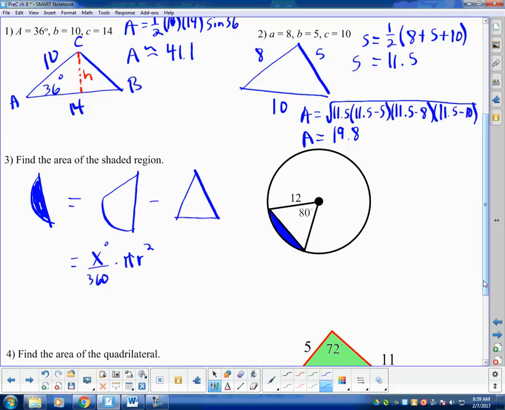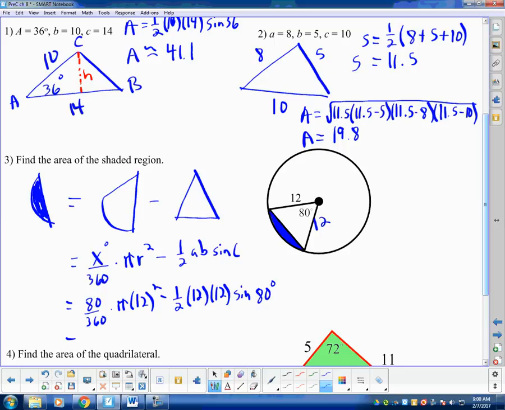r squared. Minus the area of the triangle, I have this fancy new formula I could use, 1/2 AB sine of C. And I know I want to use that because I have a side angle side case here, because the other radius is going to be 12. So just plug everything in. I've got 80 over 360. I know my radius is 12. A and B are both 12. And then sine of 80 degrees. Pop all that into your calculator and figure out the area of that crust that's been wasted.